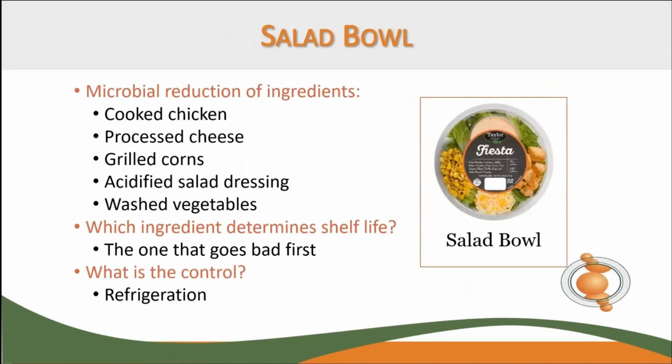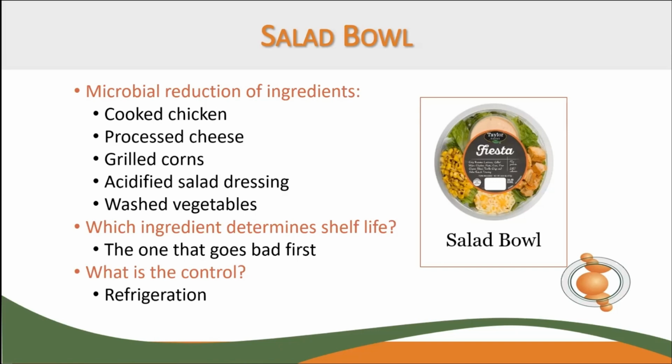Let's look at some examples in more detail, like a salad bowl. When you have this salad bowl, what are the ways they try to extend shelf life? For example, in this picture, the chicken is cooked, the cheese is processed with low water activity, the corn is grilled and cooked, the salad dressing is most likely an acidified dressing, and the vegetables are washed. So in this case, which components or ingredients determine shelf life? The ones that go bad first, right? If you purchase a salad bowl for lunch and it goes bad, you throw it away.